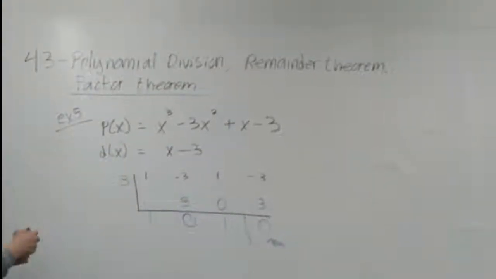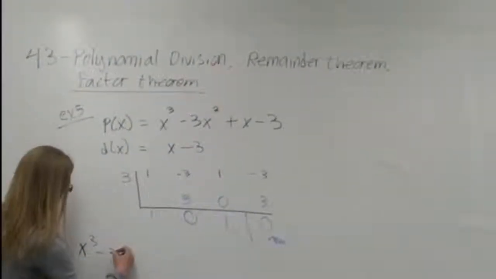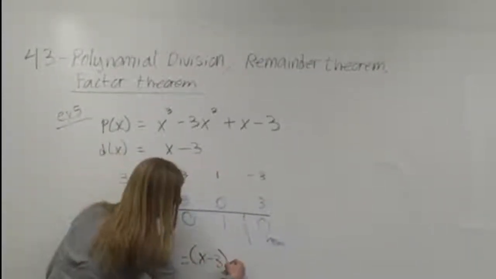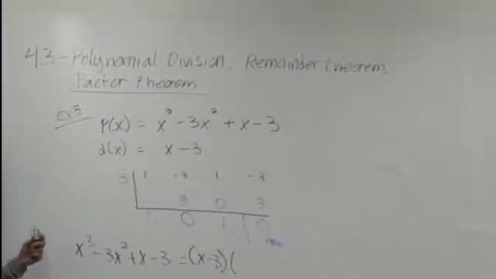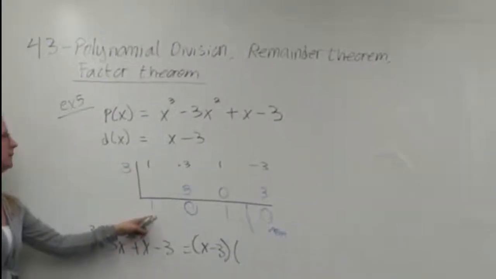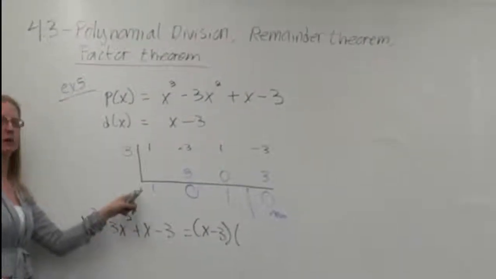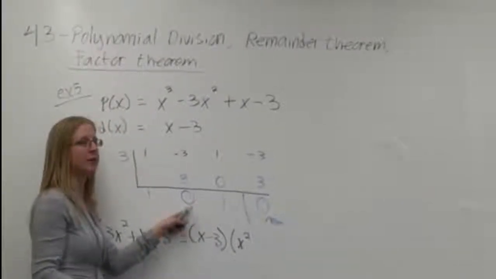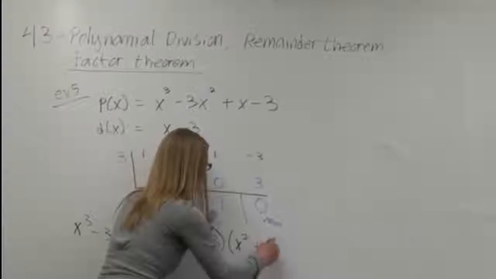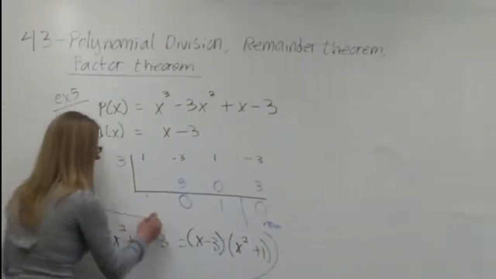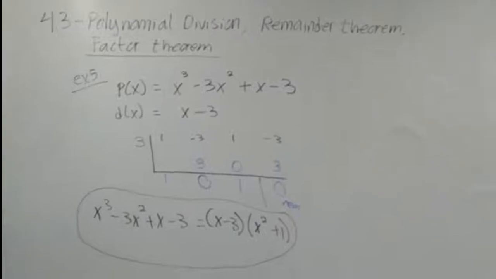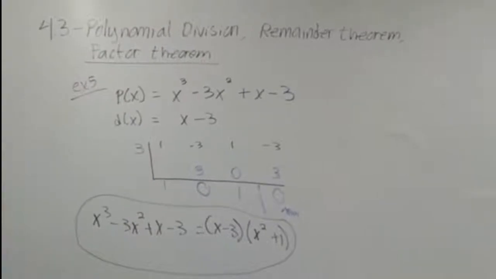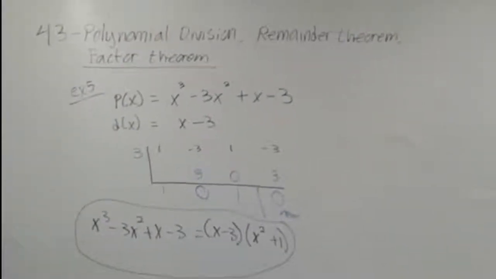So how do I write out that simplified answer? So this was my original polynomial equals my divisor, which was x minus 3. Now what's my quotient? x squared. Why is it 1x squared? Because it was an x cubed, so I'm going to go down to a square. So this becomes 1x squared plus 0x. Do I need to write the 0x? No. Plus 1. Questions on that? Synthetic division is a lot better, easier than long division, right?